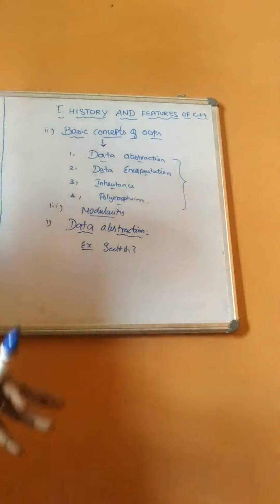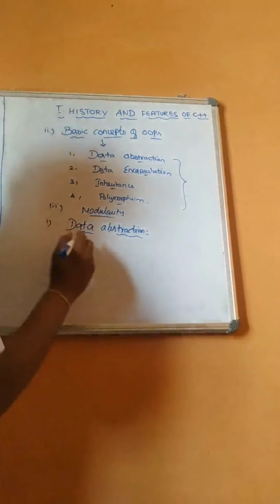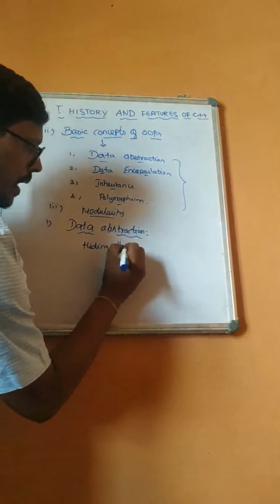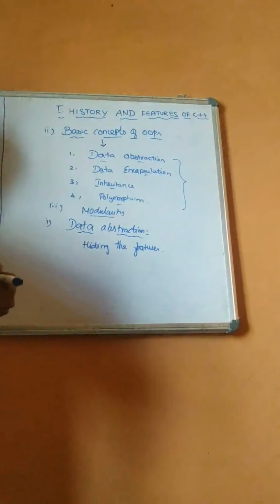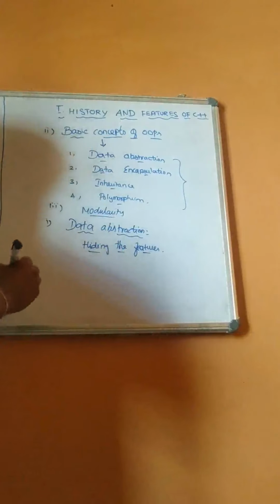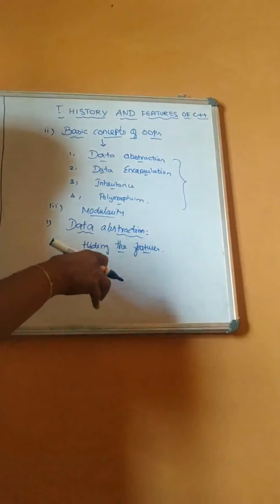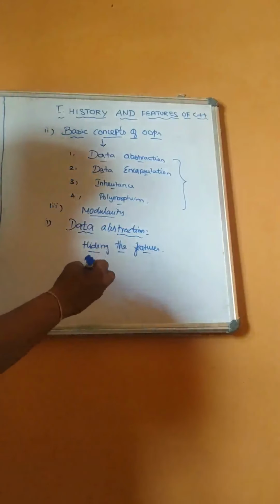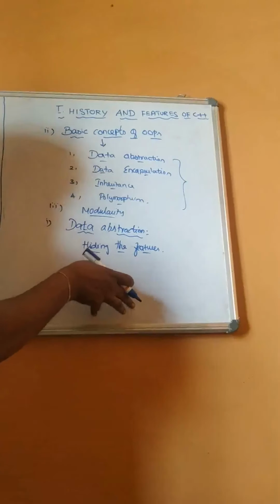The main definition for data abstraction is hiding the essential features, like background details. Hiding the essential features is the main keyword. So I have to hide all the features that are happening in there. So data abstraction is nothing but hiding the essential features, and no need to bother about what is happening inside the background and remaining stuff.